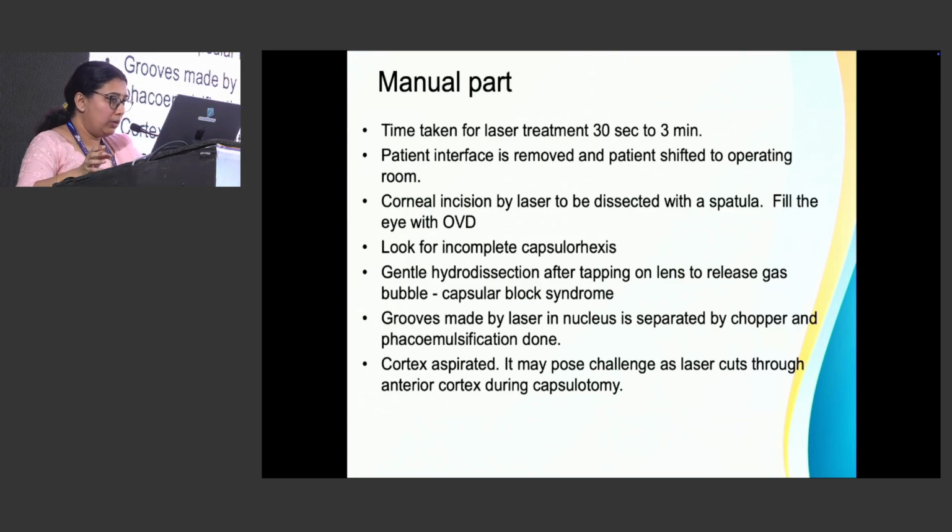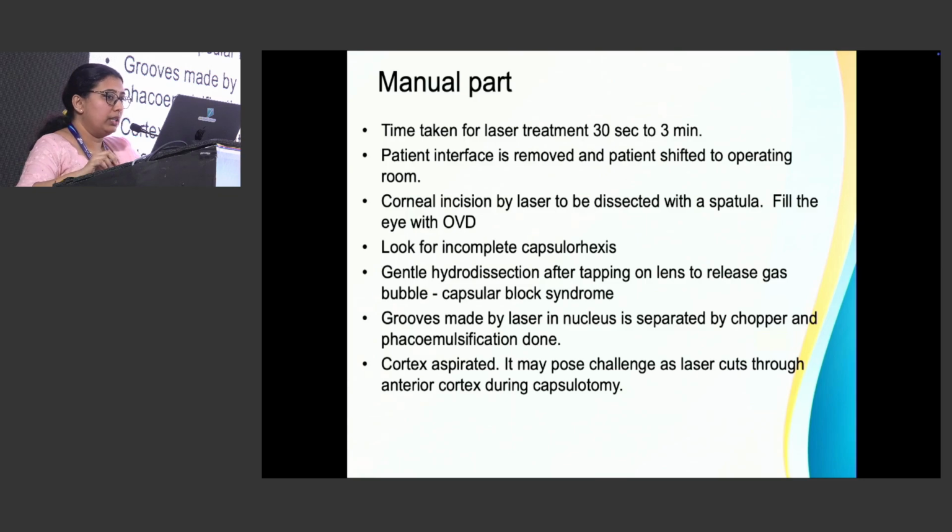Now we come to the manual part of the surgery. The usual laser time taken is 30 seconds to 3 minutes. The patient interface is removed and the patient is shifted to the operating room. The corneal incision by laser has to be dissected open with a spatula.